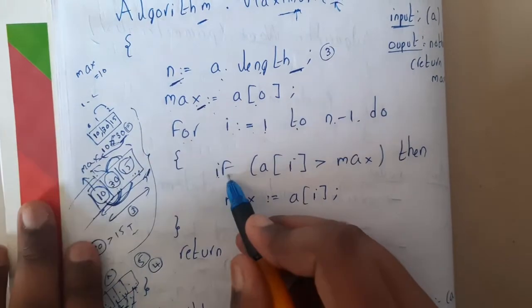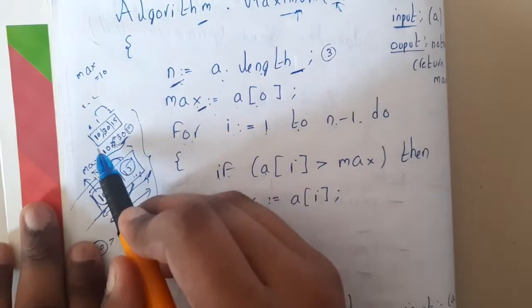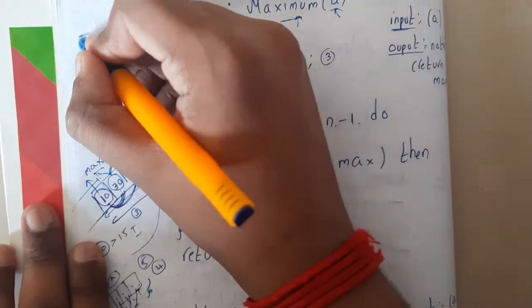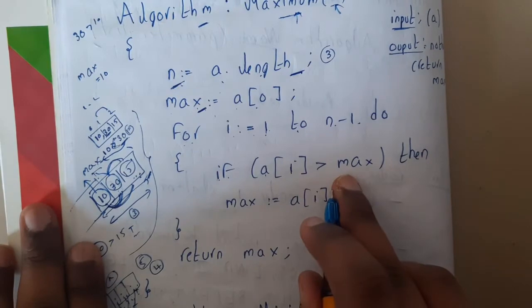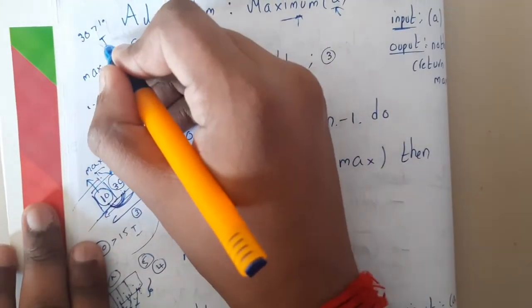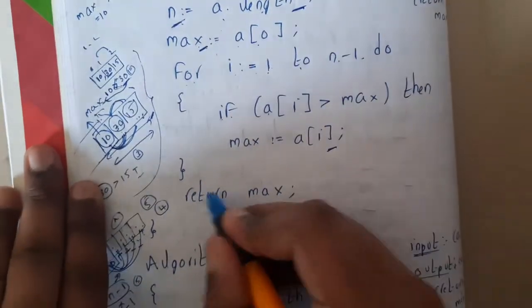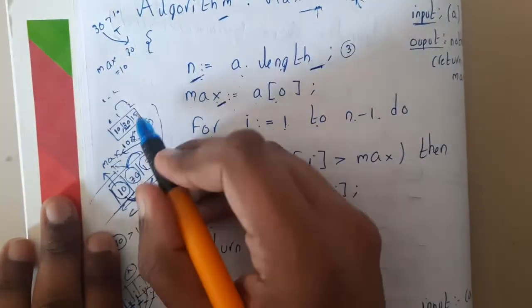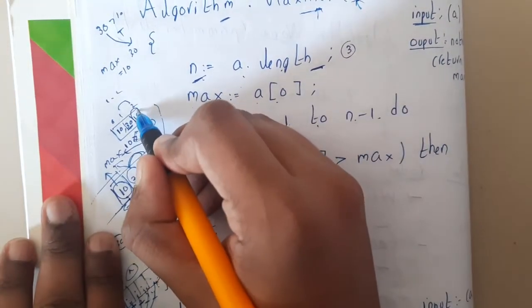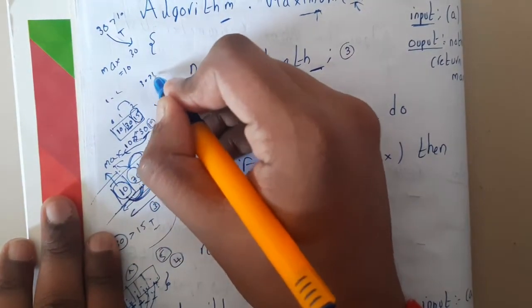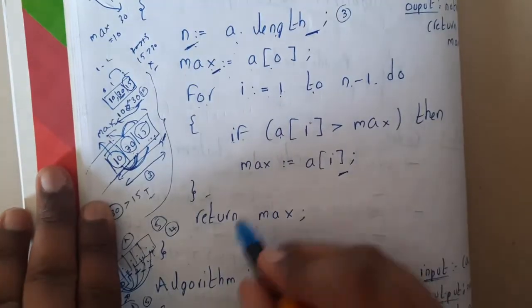You compare: if a of i, that is a of 1, which is 30, is 30 greater than 10 or not? True. As it is true, you update the maximum value to 30. In this way you continue for the next element also. For i equal to 2, that is 15: is 15 greater than 30? No. So there is nothing to update.